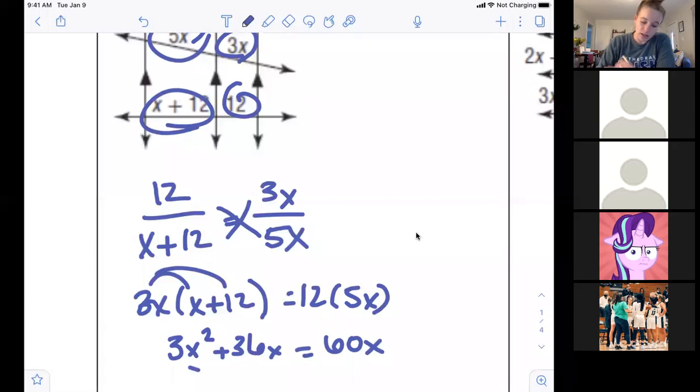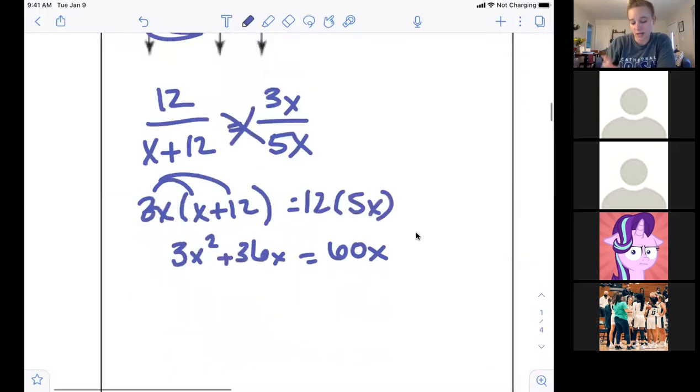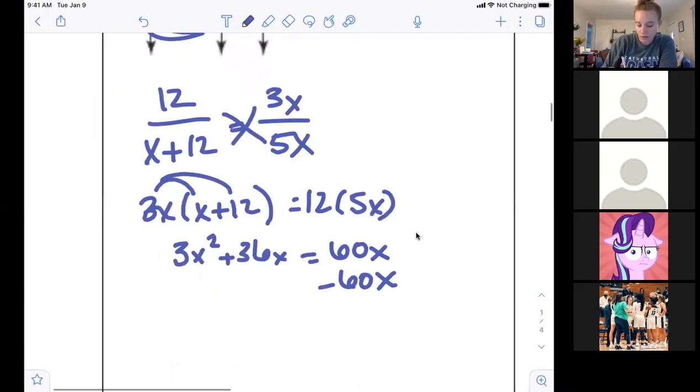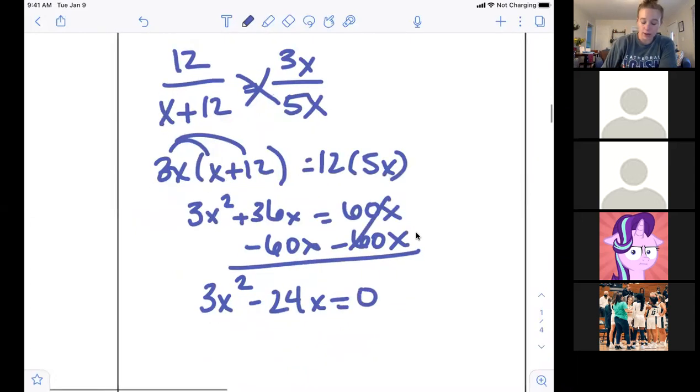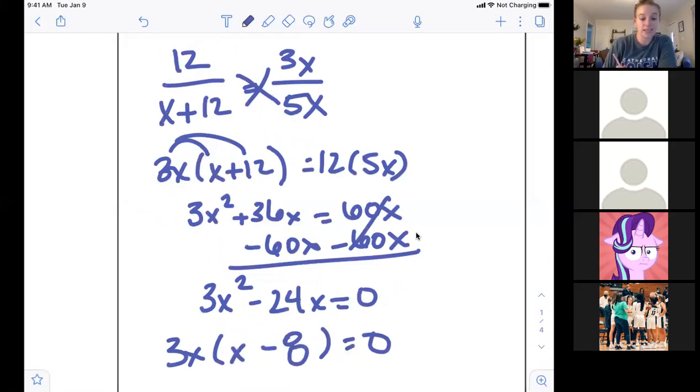You might think this looks a lot like the quadratic formula, and it almost does, but there's no constant at the end. So I'm just going to move my 60x over. So I get 3x squared minus 24x equals 0. And my factoring here is just a GCF. So think, what can go into 3x squared and negative 24x? And that's 3x. Divide 3x squared by 3x, you get x. Divide negative 24x by 3x, and I get negative 8.